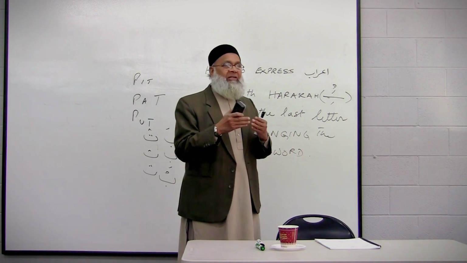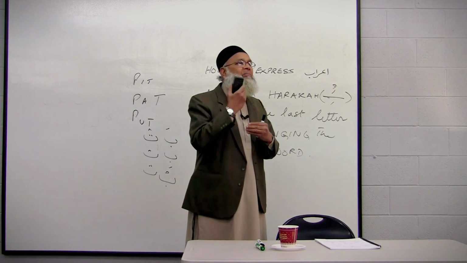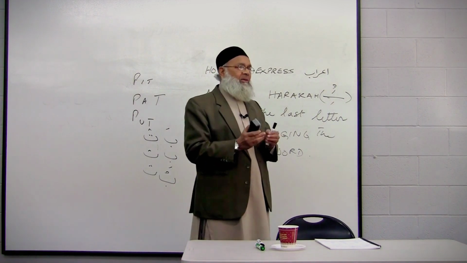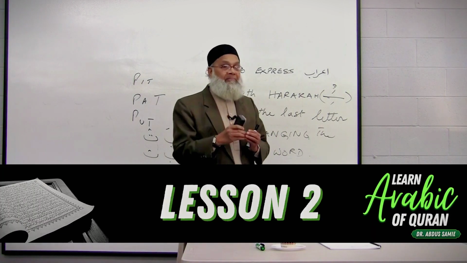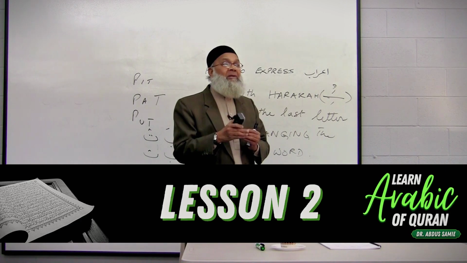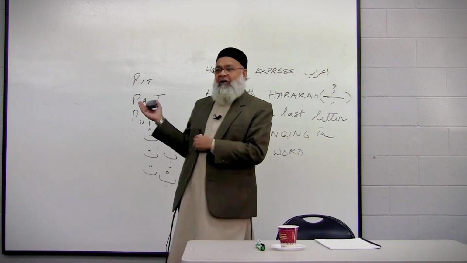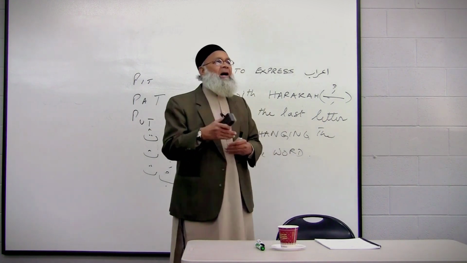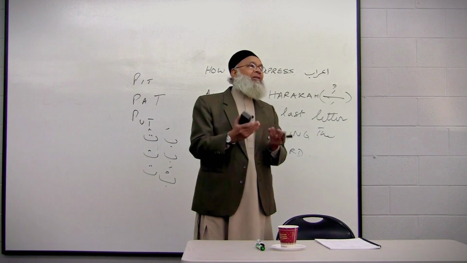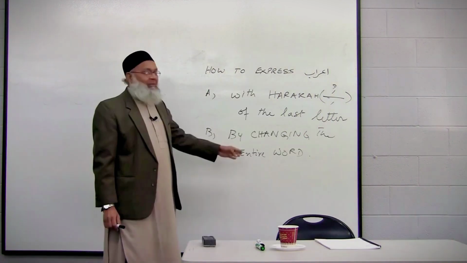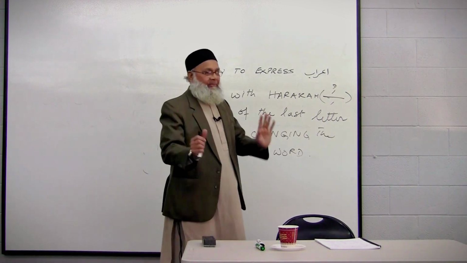Ba, this is B is a sound, but when I have to spell this out from my mouth, how can I spell? Ba, B, bu. So this is vowel. In Arabic, ba, fatha, ba, kasra, bi, ba, dhamma, bu. That's it. Yeah. This is the second type, is changing the whole word.